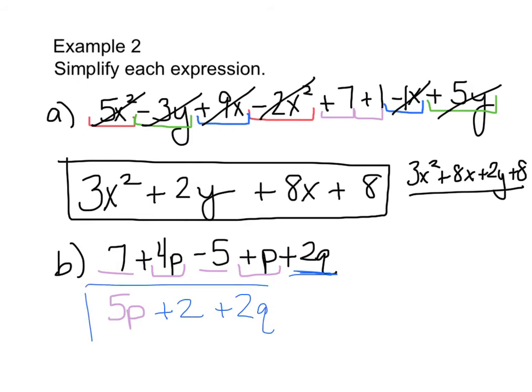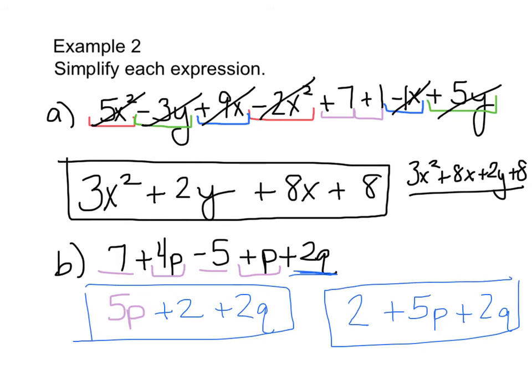Now, one thing I want to make note of is that you can actually put this in different orders. If you took 7 minus 5 first and just wrote down 2, that's also correct. And then plus 5p, plus 2q, these can be in different orders, and it still means the same thing. So either one of these answers would give us the same thing.